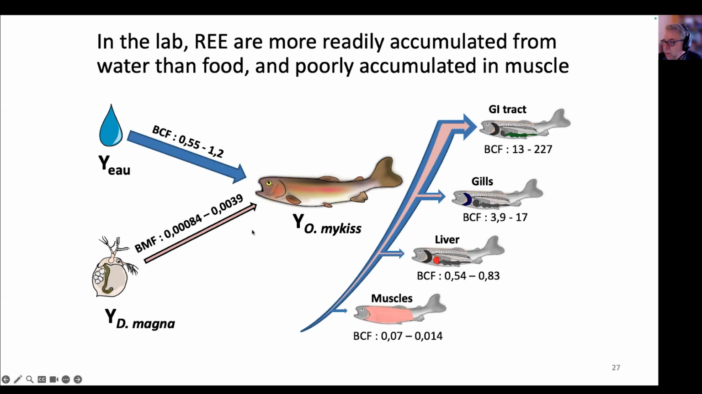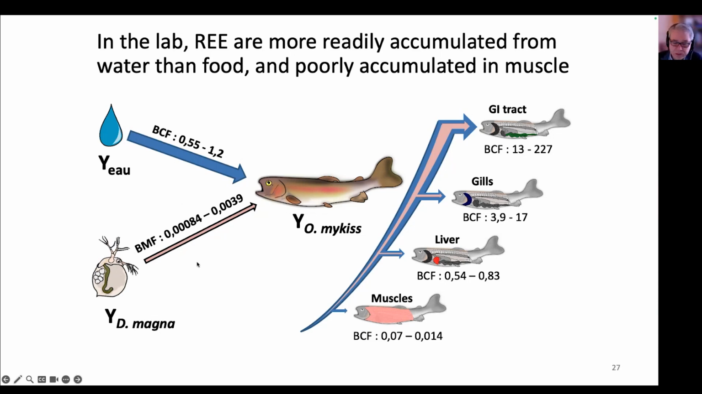An experiment here was to expose a trout either to water as a source of yttrium, which was our model REE, or to food. For the food, we contaminated Daphnia magna with yttrium, prepared food pellets, and fed them to the trout. That way we could compare the uptake from either the water or the food, and we found that the uptake from the water was far greater than the uptake from the food.